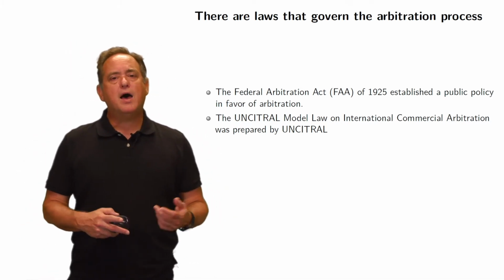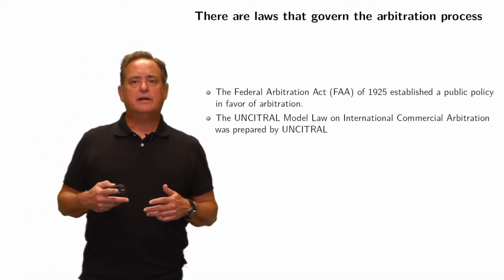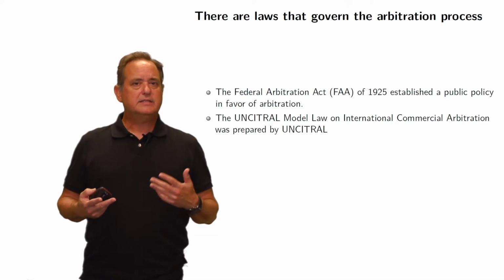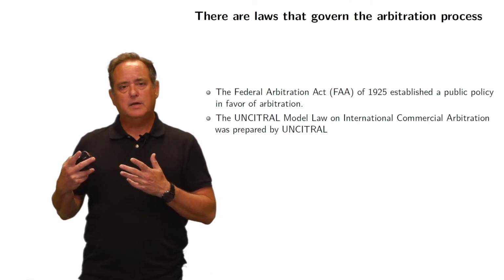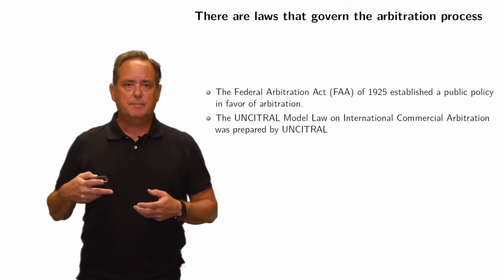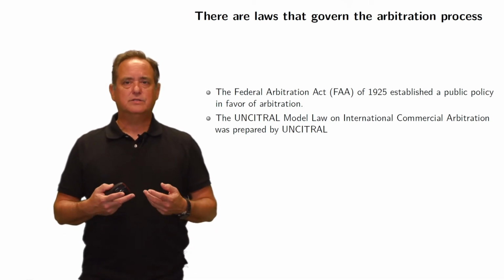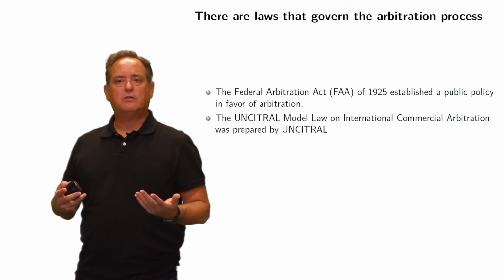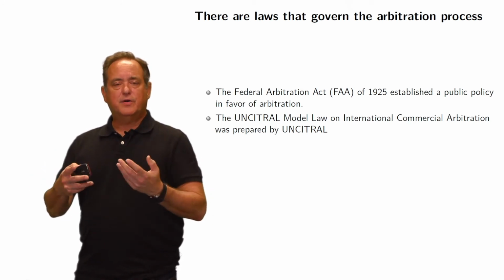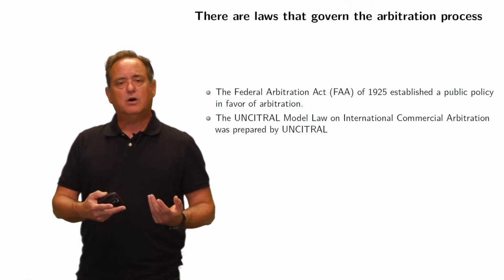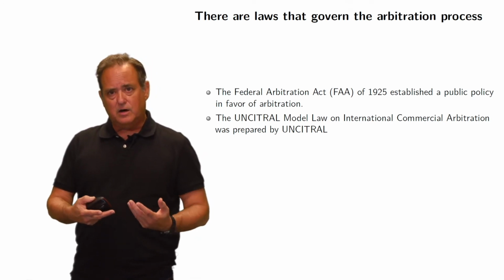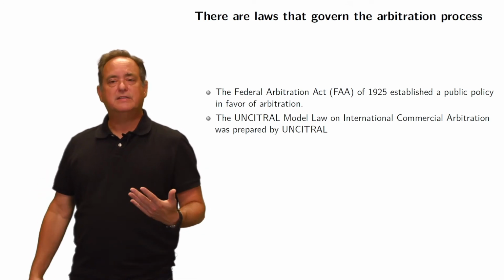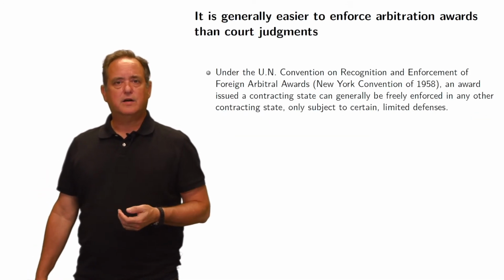Now, there is a model law involving international commercial arbitration. This is prepared by the UN, and it's designed for countries to take that law and enact it into their own legal systems. We're not going to study this, but do know that there's a model law out there, meaning if a country adopts that law, then another country could adopt it, and therefore the two countries would have the same law governing commercial arbitration.